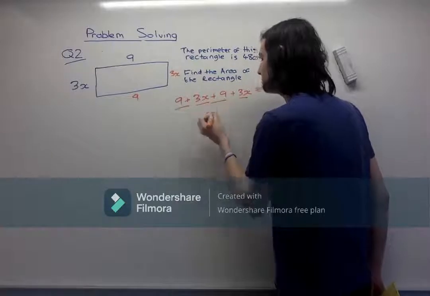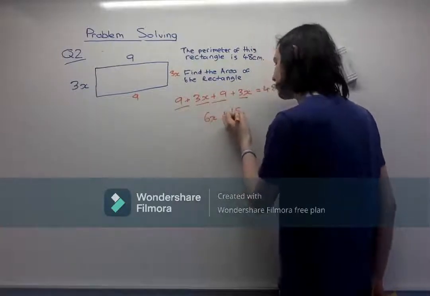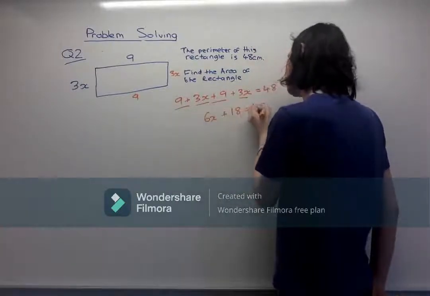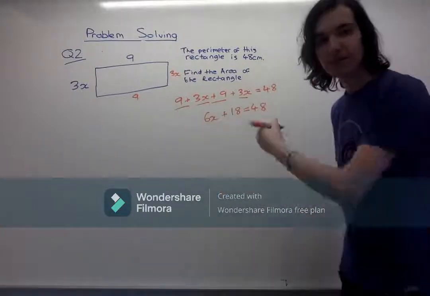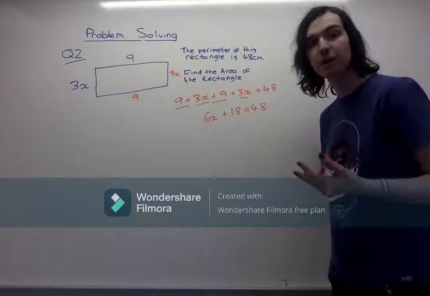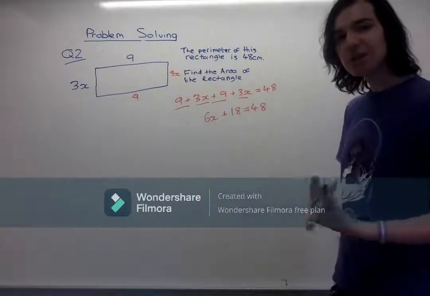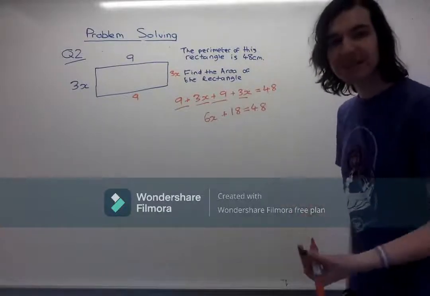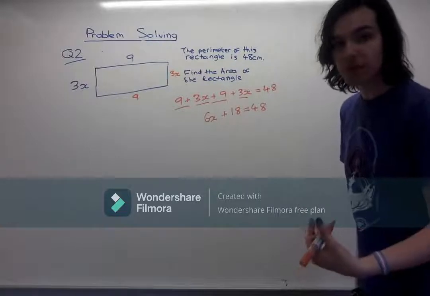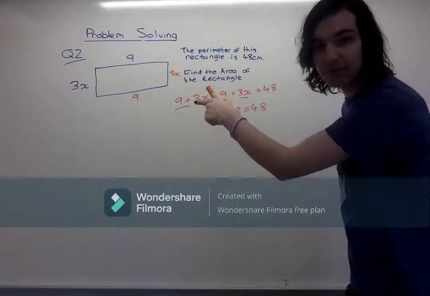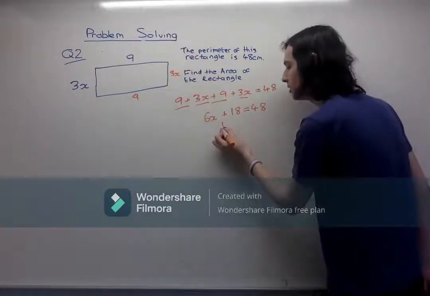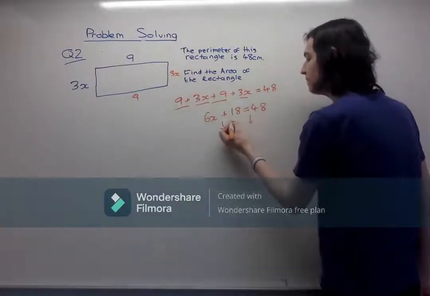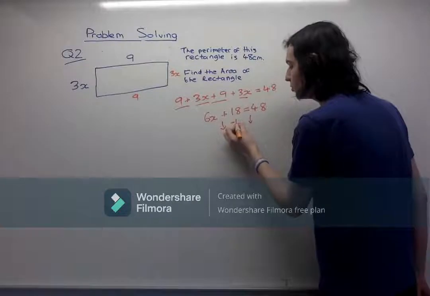Positive 9 and positive 9 give us positive 18 equals 48. So this is our little perimeter equation we've made. Now what we need to do is find out what the value of x is, so then we can get that 3x side length there. So first of all, it's going to be something plus 18 equals 48.